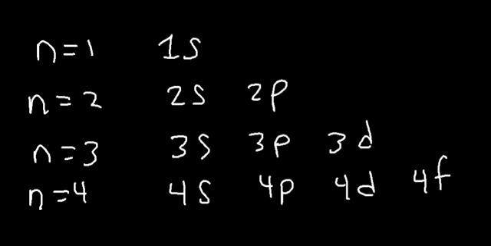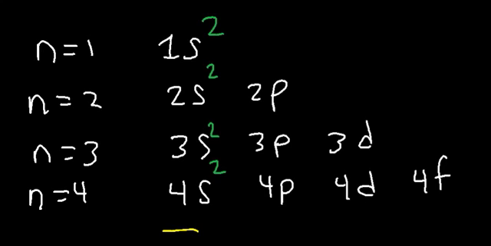The s sublevel can hold up to 2 electrons. And you need to know that every orbital can hold up to 2 electrons. So s has one orbital. Now in the periodic table, the s block is really the first two columns, group 1 and group 2. So that's the s block.